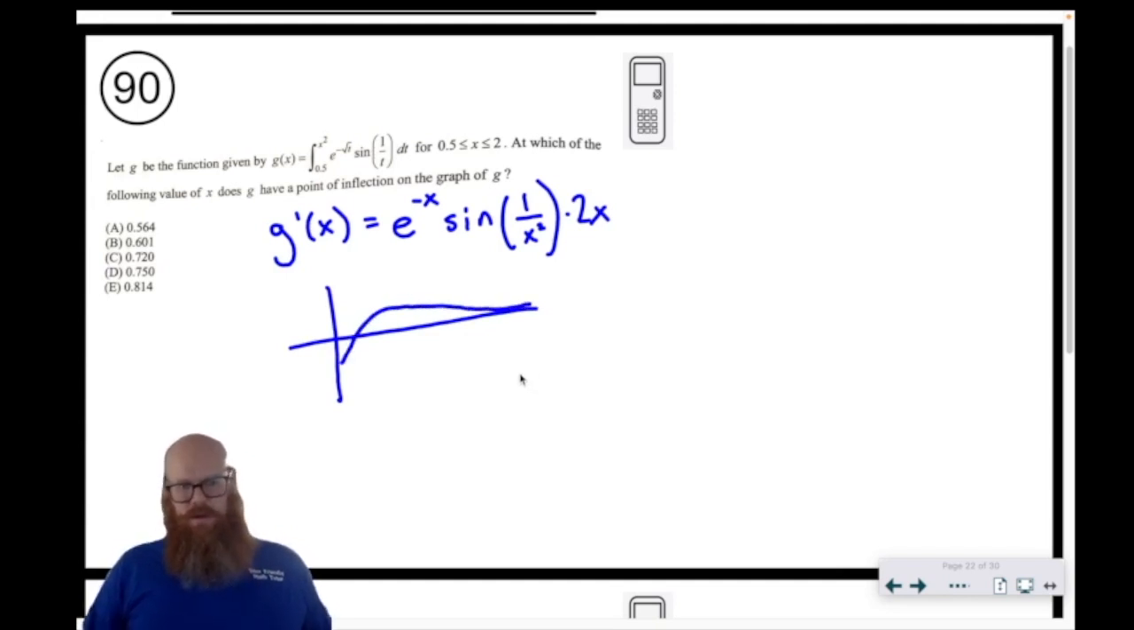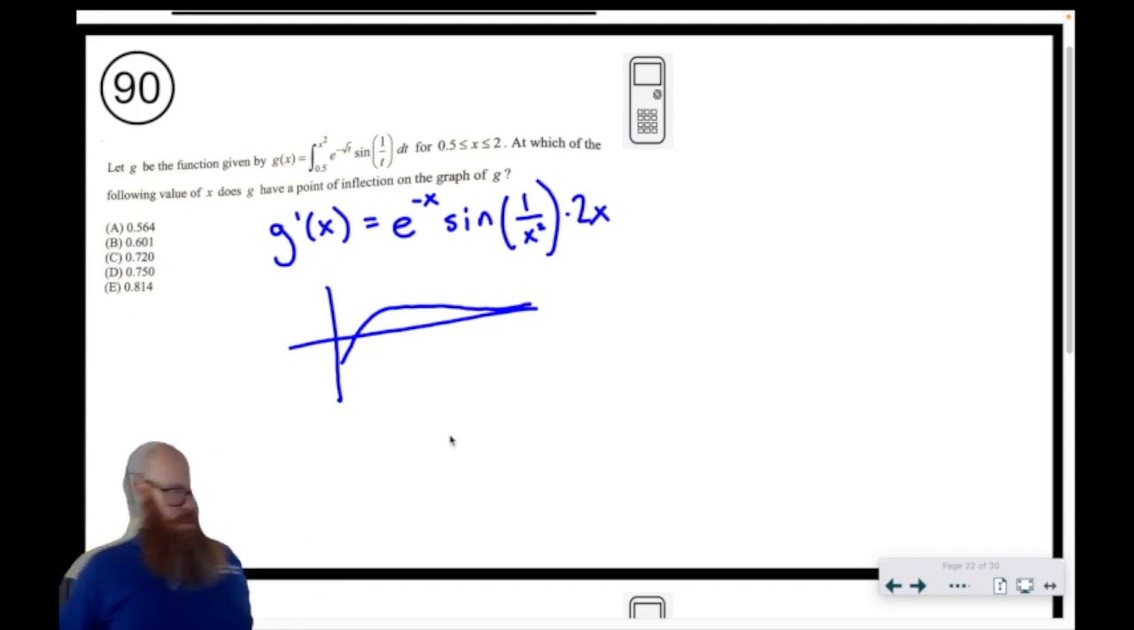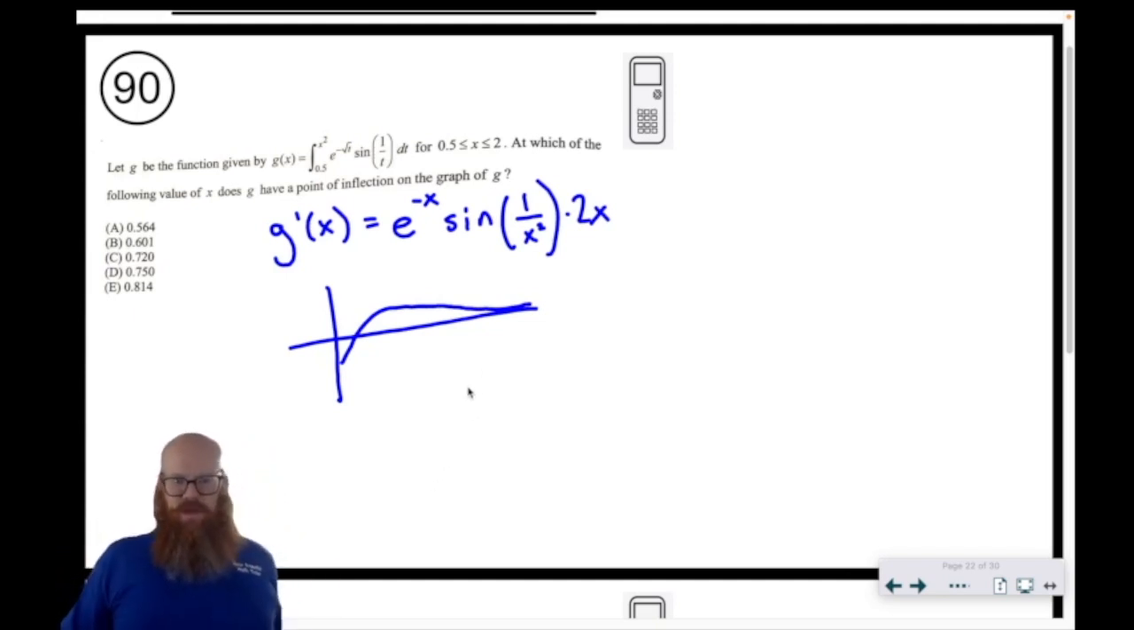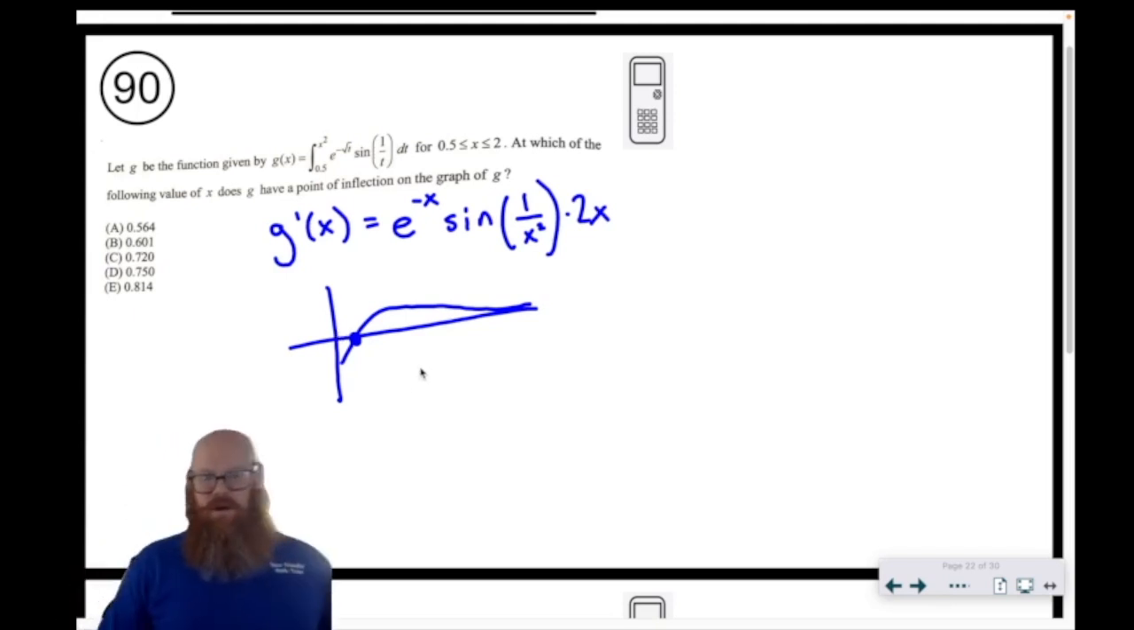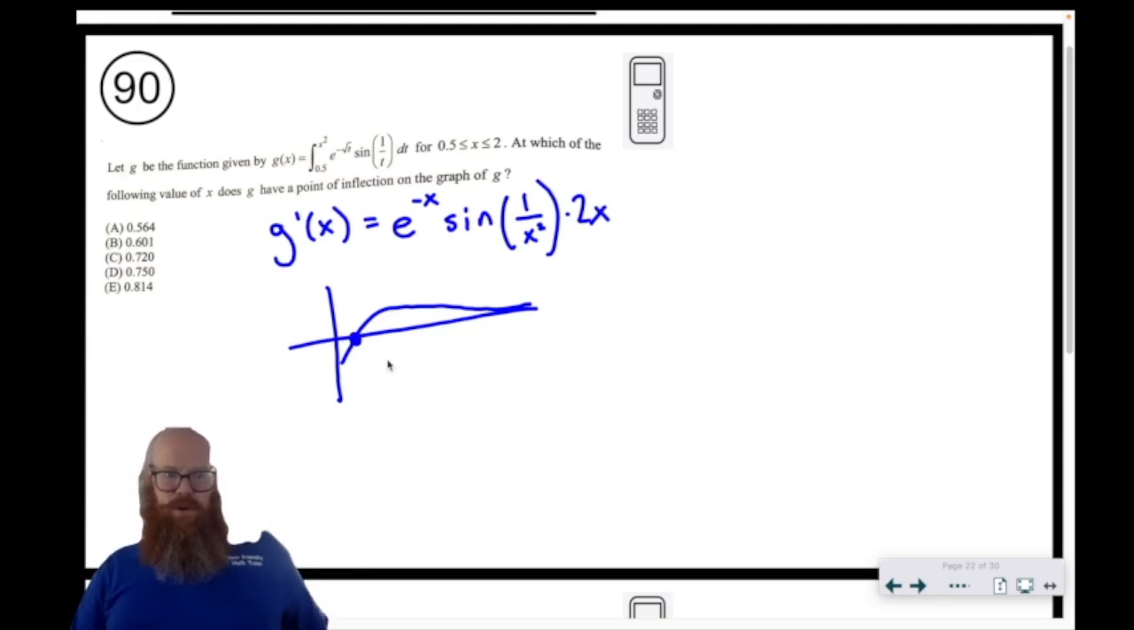All right, so I want a point of inflection, which would be this point here, because this is the 0 of the g prime. Wait, let me think about that. That is not correct. No. I thought of that wrong. Okay, so scratch that. All right, rewind a little bit.